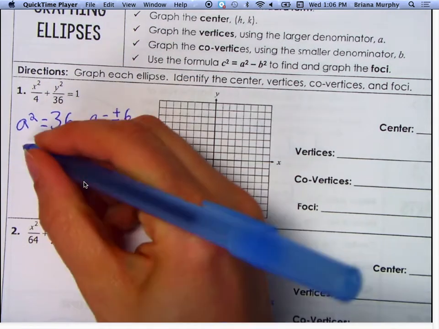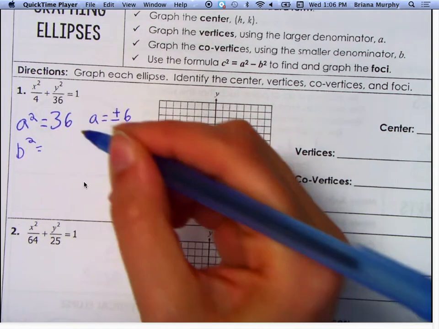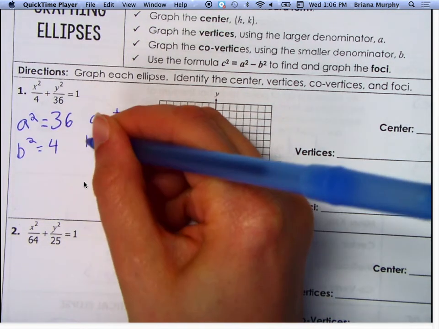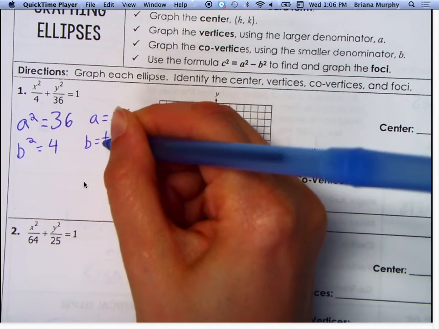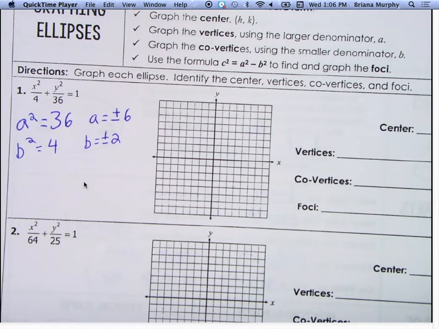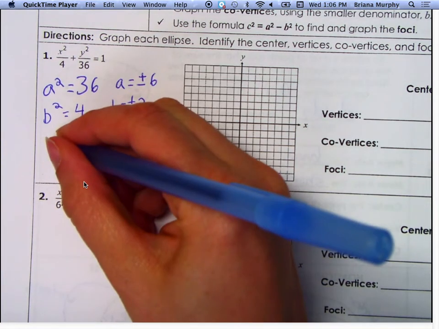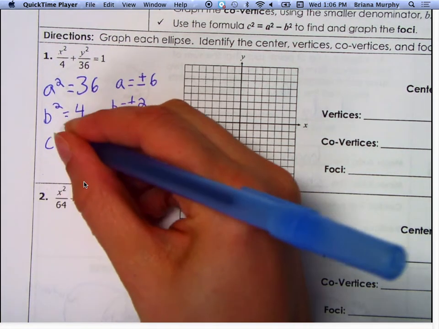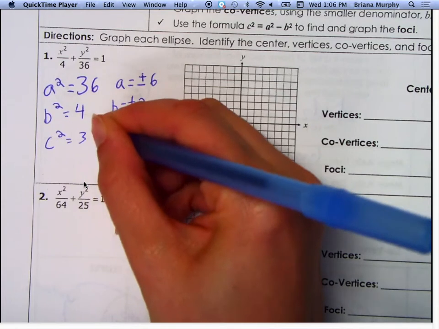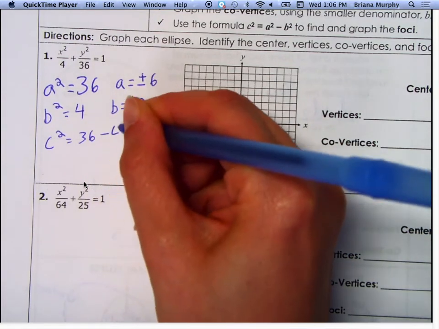Okay? And what is b squared going to be then? 4, and b is going to be plus or minus 2. So we have found the vertices, the co-vertices, and the center already. Now we need to find the focus points. The foci. So that's that formula that I showed you that's not the Pythagorean theorem. C squared equals A squared minus B squared.